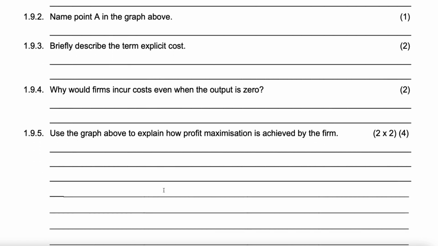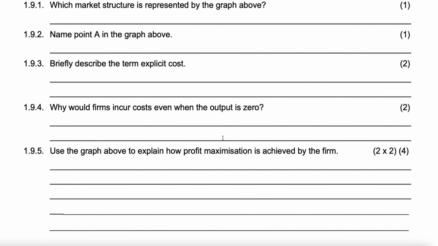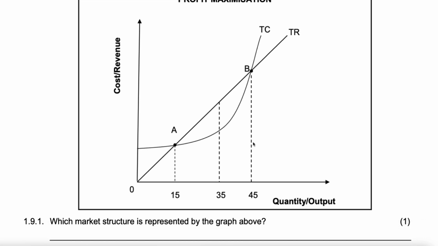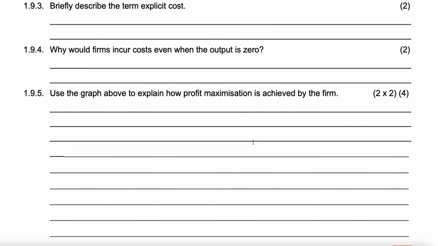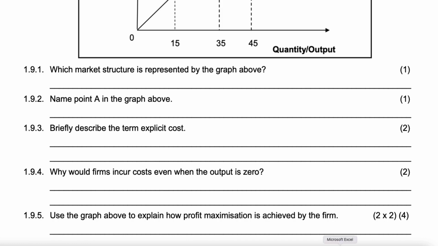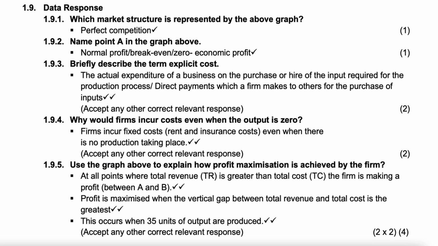Okay, now the next one is: use the graph above to explain how profit maximization is achieved by the firm. Well, using this graph, I mentioned already, it'll be 35. The reason is because that's where TR and TC have the biggest gap, basically. And yeah, that's it. Let's have a look at the answers.